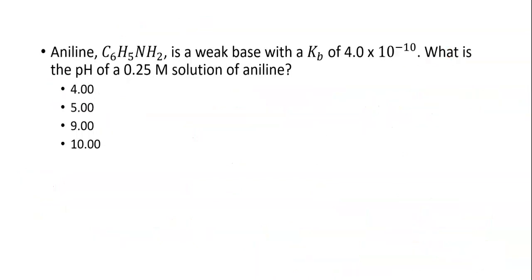All right. Now we have aniline, a weak base with a Kb of 4.0 times 10 to the negative 10. What is the pH of a 0.25 molar solution of aniline? So we're going to need to write out another ice table, this time for the weak base equilibrium of aniline. So that's going to be this.